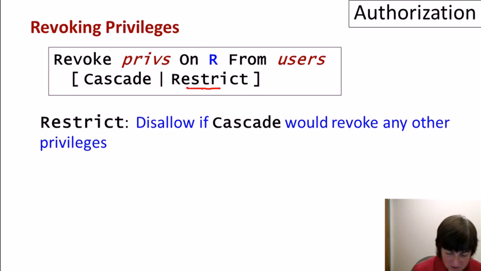What the restrict option says is that the revoke command is not allowed to execute if Cascade would revoke any other privileges, so if we have any of those transitive cases. So if we do have the transitive cases and we want to use restrict, then we have to manually revoke those privileges, effectively bottom up through that graph that we saw. Incidentally, restrict is the default in the revoke command, so if neither of these options are specified, then restrict is the one that will be enforced.